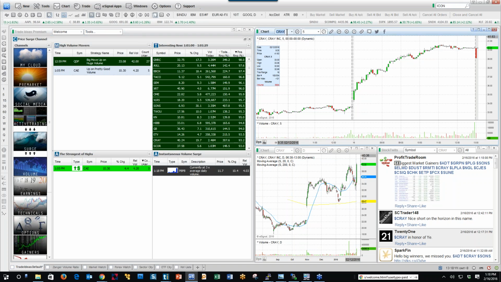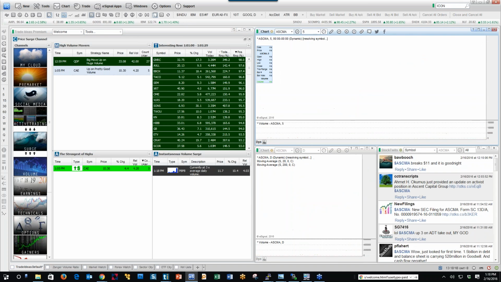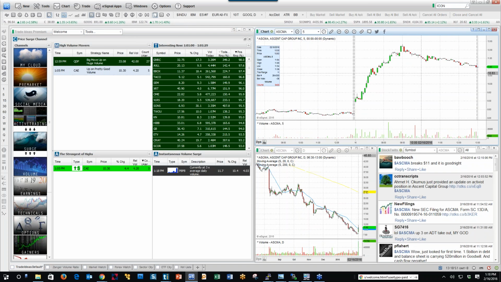But some of the symbols that I was watching, ASCMA. This one had just some tremendous moves in it today. And if you look at where the low was, $9, this one went up to $12. Pretty good move for that price of a stock. And these are the types of moves that we're finding in real time. There's a lot of volume that took place on this particular stock today.